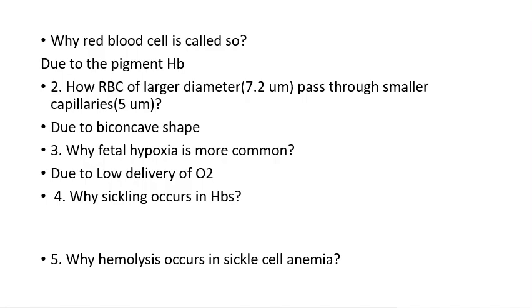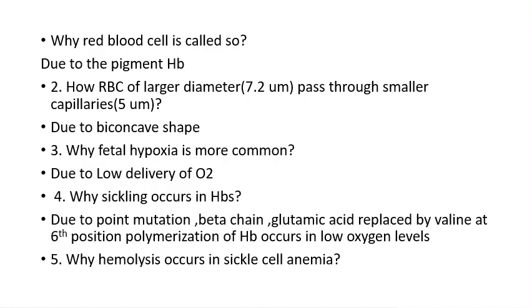Fourth question, why does sickling occur in hemoglobin S? Due to the point mutation in the beta chain, you have hemoglobin S. The glutamic acid is replaced by a valine amino acid, and this causes polymerization of the hemoglobin at low oxygen levels. That is why it causes a sickle-shaped RBC. RBC with hemoglobin S will be of sickle shape.